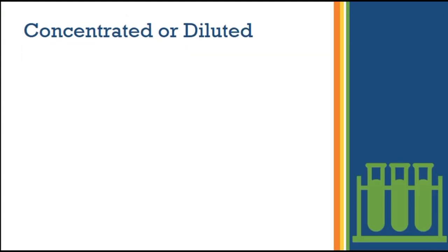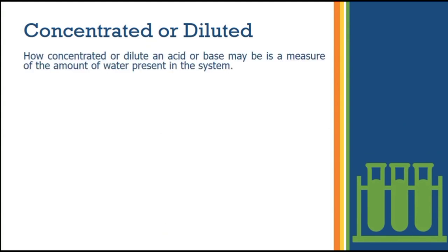All right, now let's have a look at concentrated or diluted acids and bases. How concentrated or diluted an acid or base may be is a measure of the amount of water that is present in the system. May I give you a little illustration here? Suppose on a hot summer's day, you go down to the shop and you buy Oros orange juice in a bottle, all right?